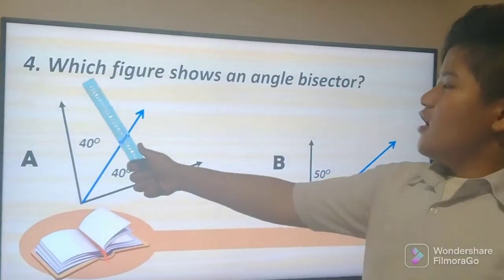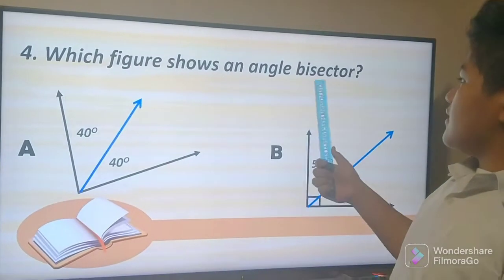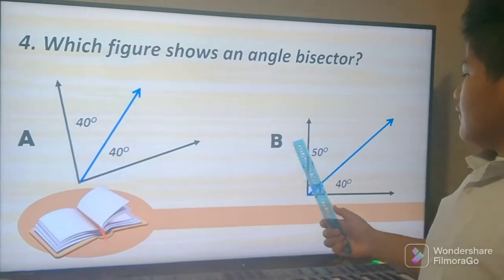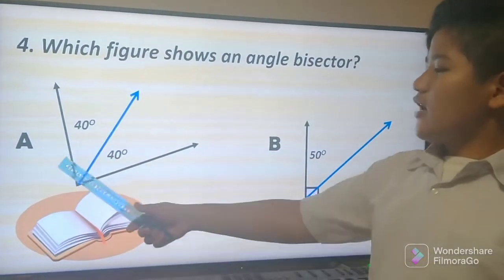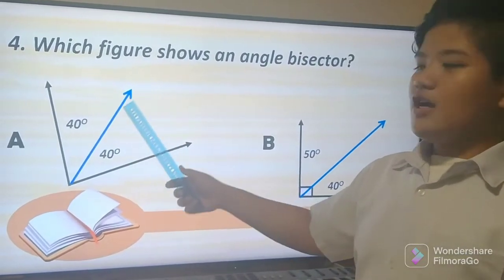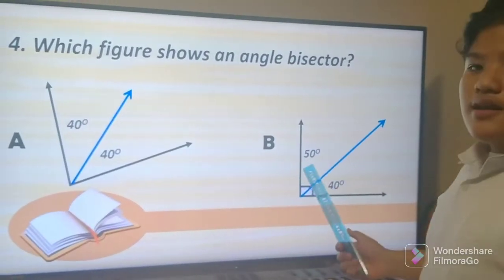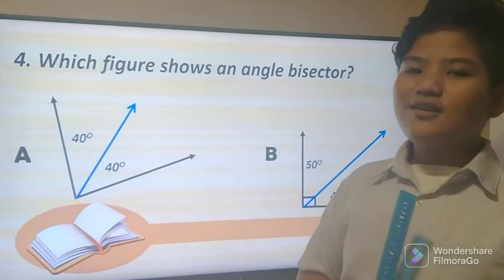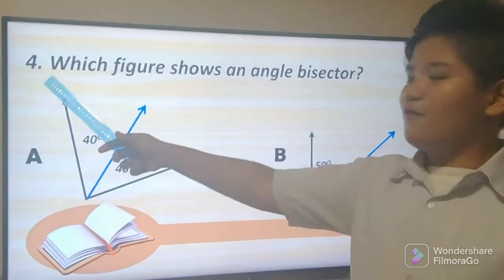Number 4. Which figure shows an angle bisector? Is it figure A or is it figure B? Figure A is divided into 2 equal parts, while figure B is not divided into 2 equal parts. What do you think is the answer here in number 4 question?